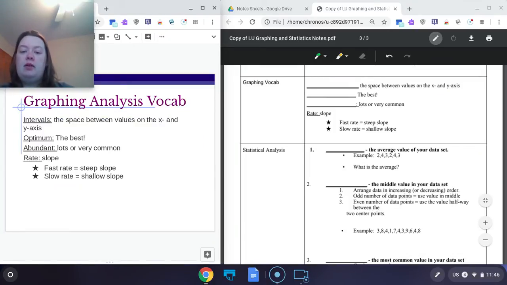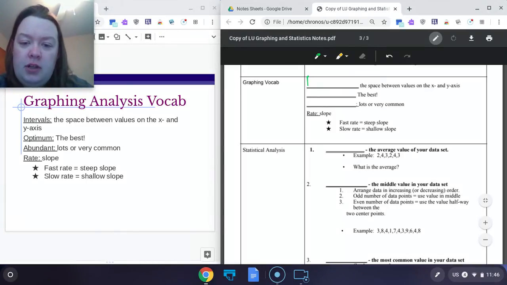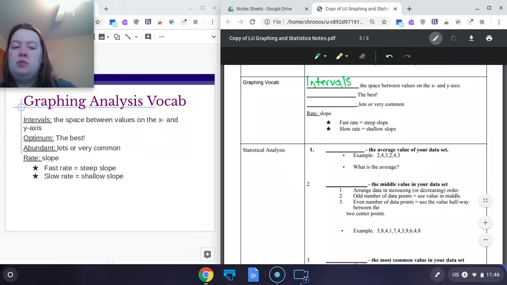All right, there is some vocab that you're going to need to know along with graphing, things that you'll see regularly. So you may see this word interval. Intervals are just the space between the values on the x and the y. So if you're putting a number for every 2, so if you're going 2, 4, 6, your interval is going to be 2, the space between the values on your x and your y.